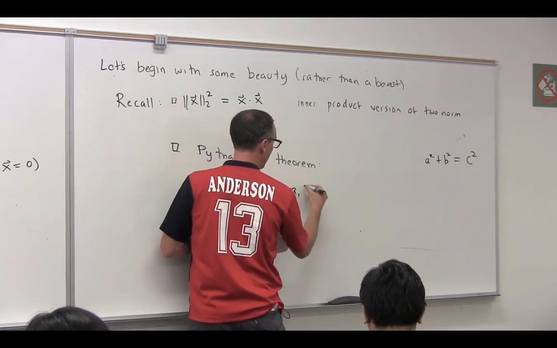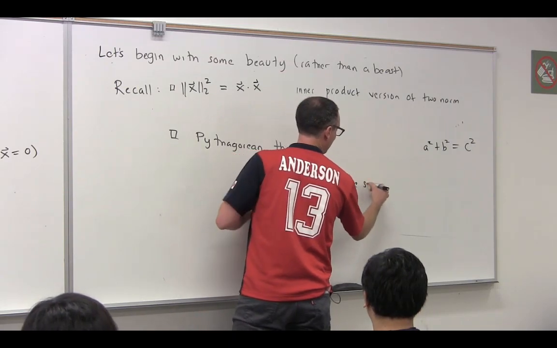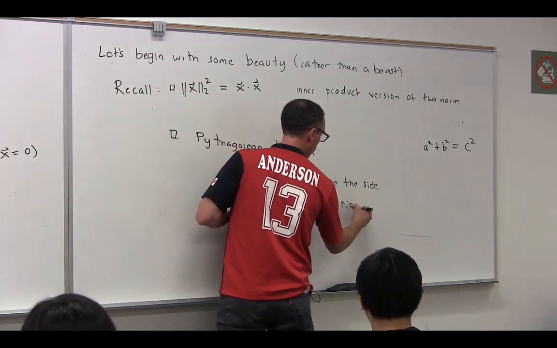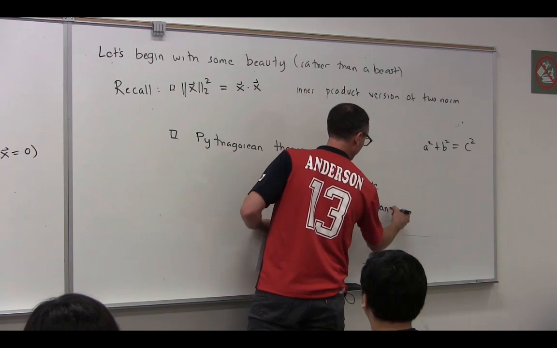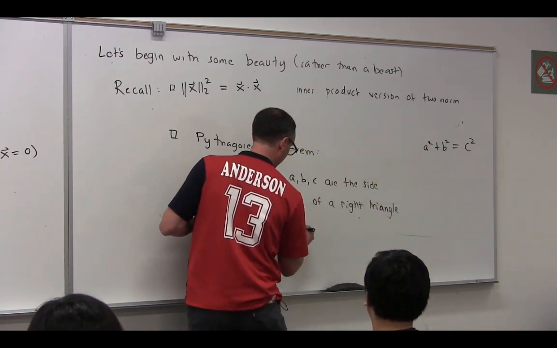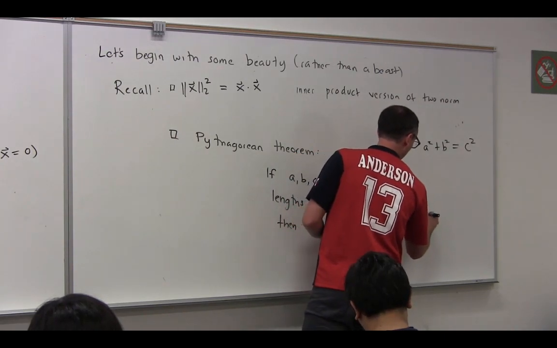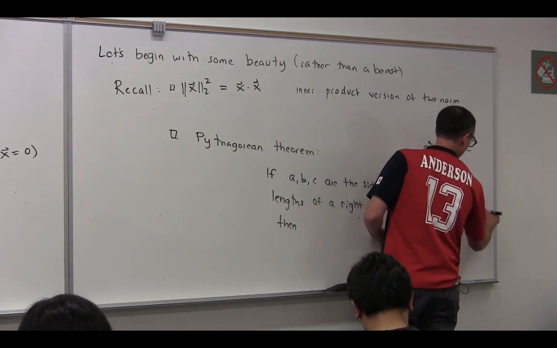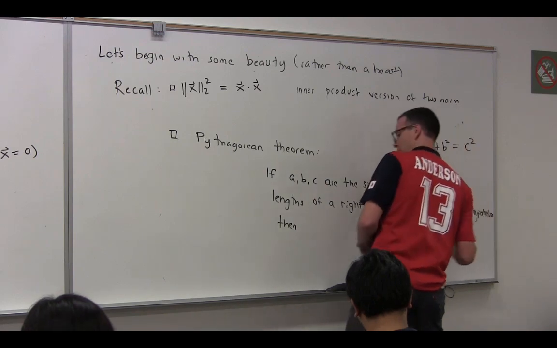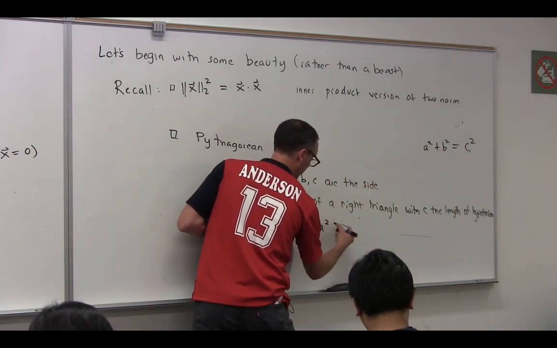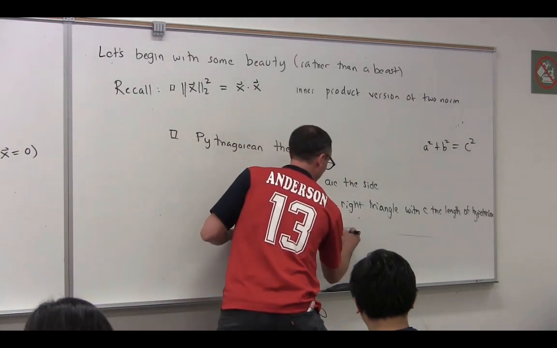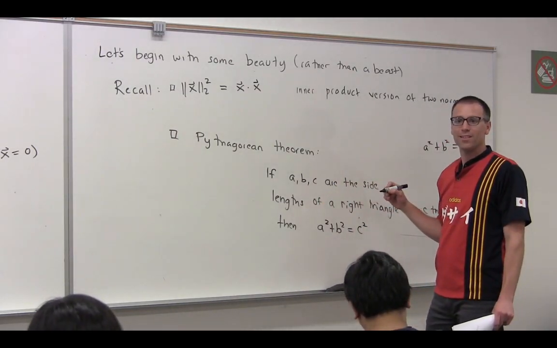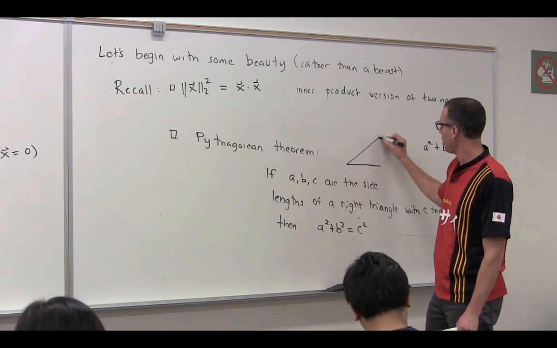If A, B, and C are the side lengths of a right triangle, then what do we say? And I actually mean more than that, right? With C the length of what? The hypotenuse. Then what? Then a squared plus b squared equals c squared. Can you draw that in the air for me? Yeah.